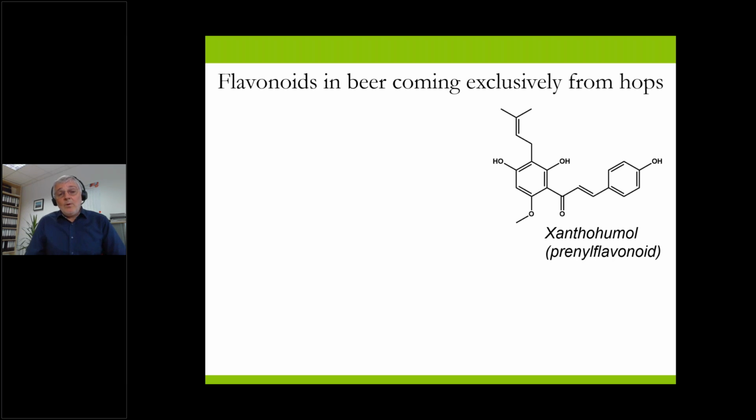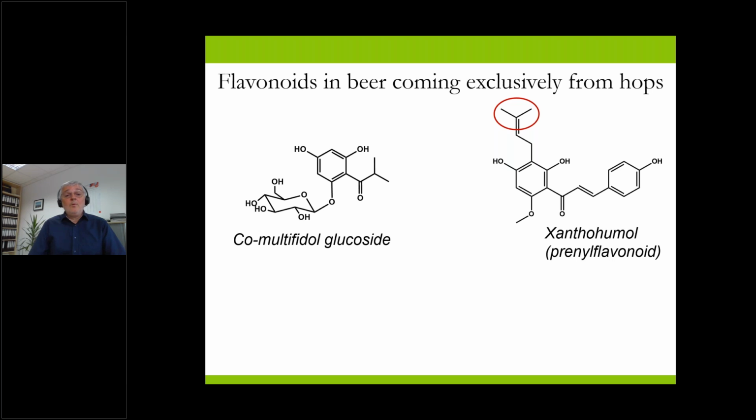The compounds that we were interested in are the ones that come only from hops. So we did not consider the compounds coming from malt, but only the ones coming exclusively from hops. Xanthohumol can be considered as a resin compound, but at the same time, it's also a flavonoid, and especially it's a prenylated flavonoid. And this is the prenyl group, marked here. And this makes this compound special. It is both a resin and a flavonoid.